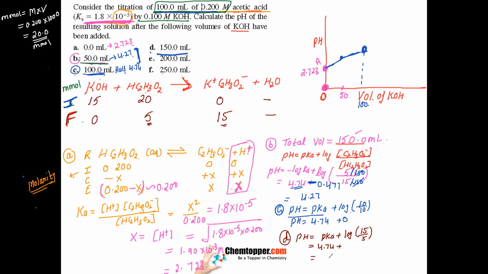So how much is the pH? 5.217. Because your log of 15 over 5 is a positive answer. It is 0.477. So when you add them, you get this answer, nearly.